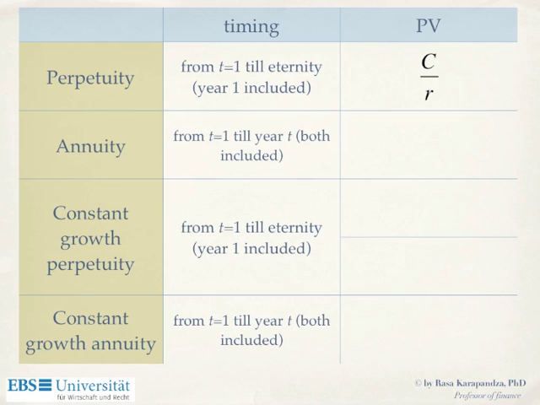Then if it starts 10 years from now, then it's not anymore C over R. This will be C over R looked from the perspective of year 9. So you would have to discount it additionally.